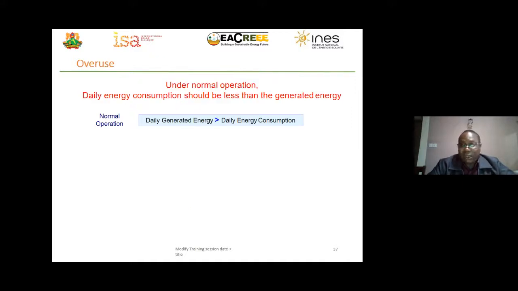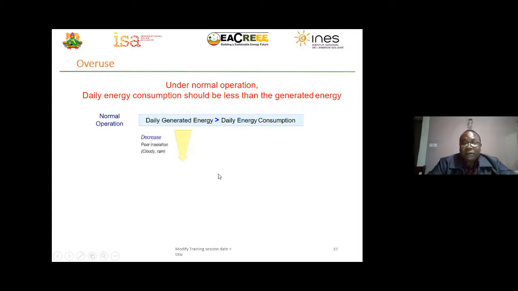So just to clarify, this is one of the components that is at high risk of overuse. Because when it's giving you what you want, you can overuse it, and it has a life, therefore shortening its life. So under normal operation, daily energy consumption should always be less than what you generate, usually for a healthy system, but this sometimes does not happen as such.